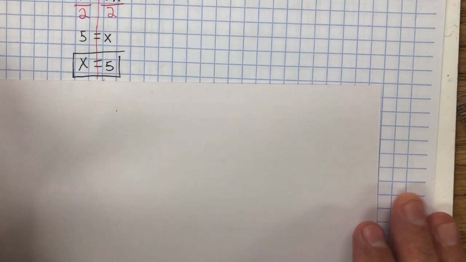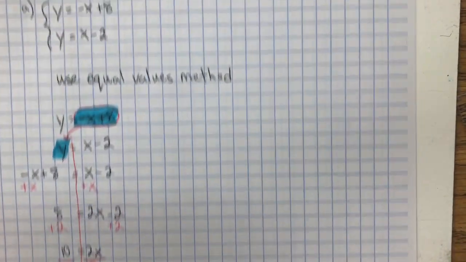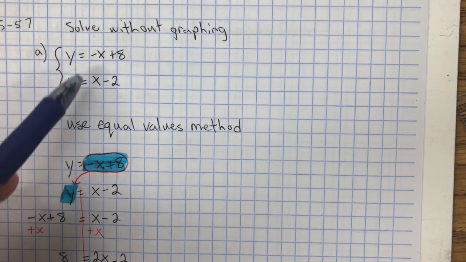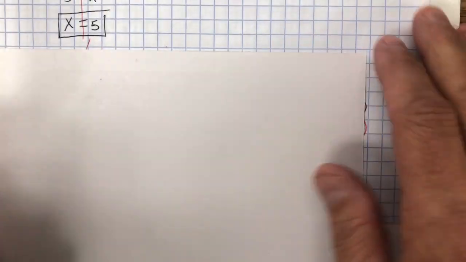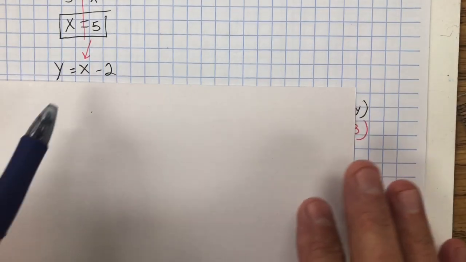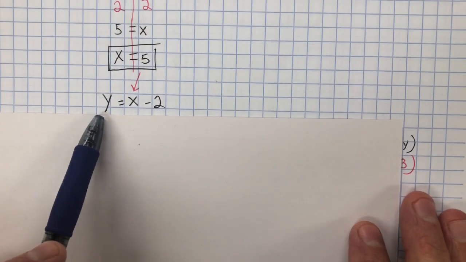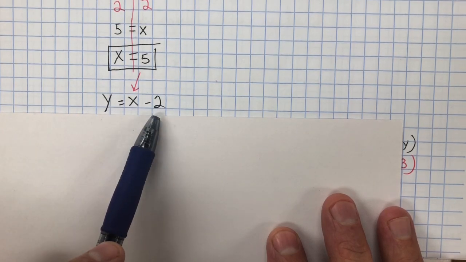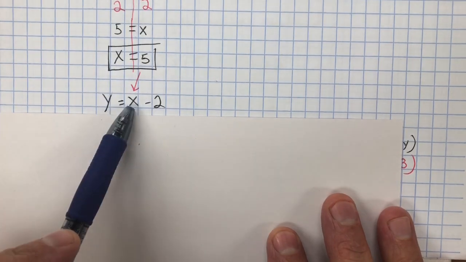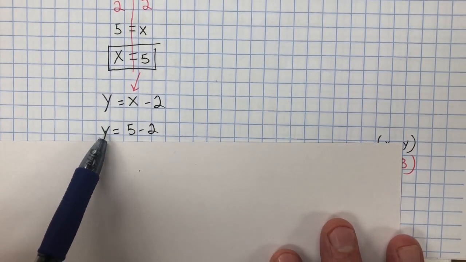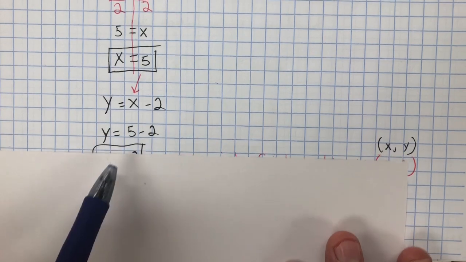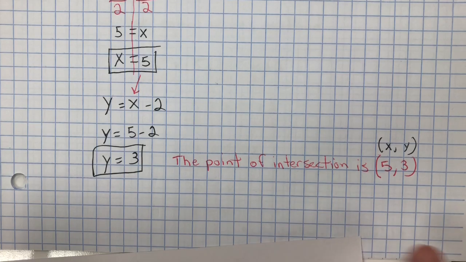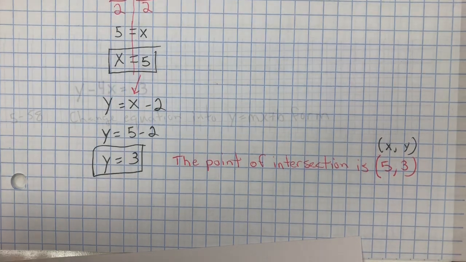I could go back to the original two equations, and plug the x value into either of these equations. So I chose this equation, y equals x minus 2. If x equals 5, I plug it in here. Y equals 5 minus 2, so y equals 3. So the point of intersection is 5, 3.